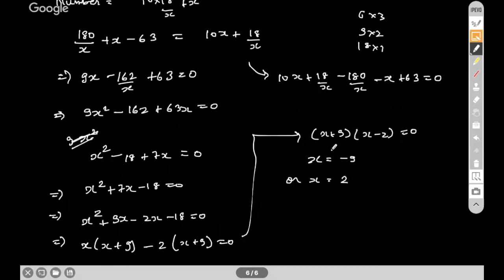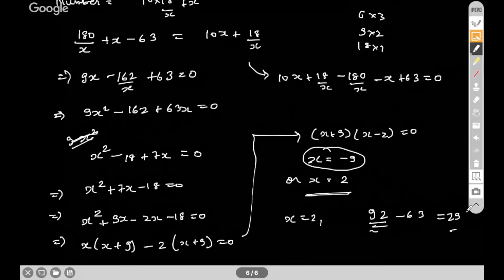Clearly, x equals negative 9 is not a solution because we are talking about digits. Digits are between 0 to 9, both inclusive. So x equals 2 will be the right answer. So when x equals 2, the number is 18 by 2, 9, 2. So hence the number is 92. Right? Now if you subtract 63 from here, what will you get? You should get 29. So 92 minus 63 is actually 29. So the digits are interchanging their places, right? So hence our solution is correct.